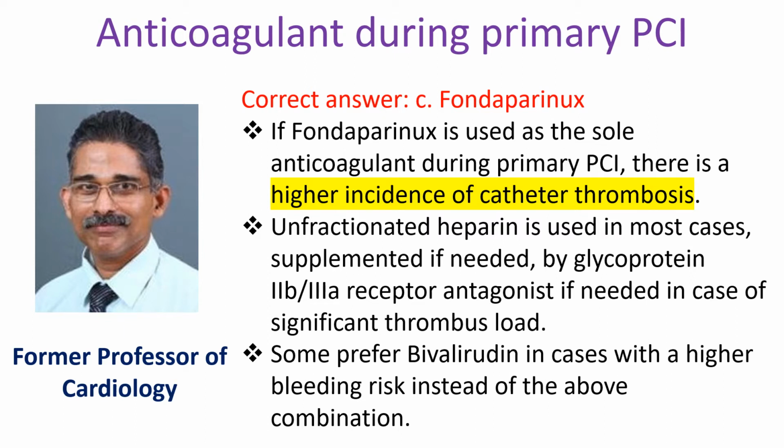of catheter thrombosis. Unfractionated heparin is used in most cases, supplemented if needed by glycoprotein 2B3A receptor antagonist in case of significant thrombus load. Some prefer bivalirudin in cases with higher bleeding risk instead of the above combination.